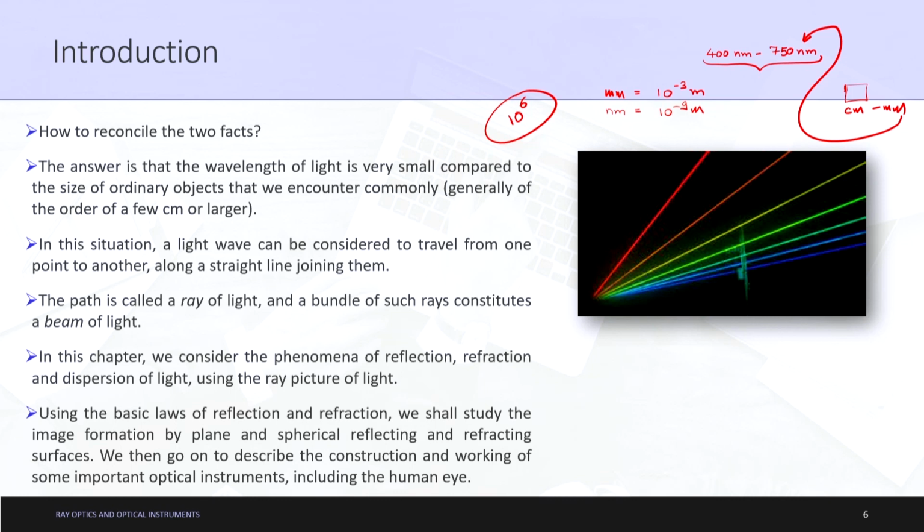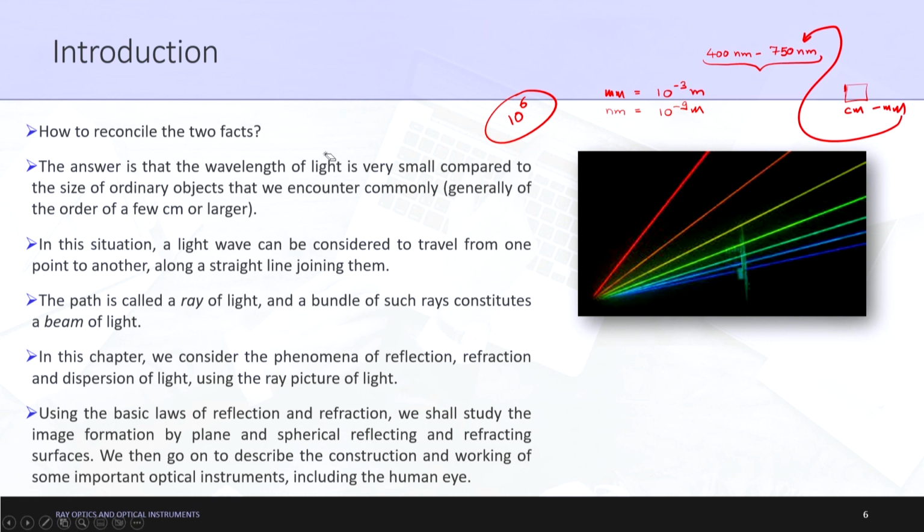So in this situation, a light wave can be considered to travel from one point to another along a straight line joining them. Even if we consider it like this, the wavelength of these electromagnetic waves is so small that the path can be considered a straight line only. So that is the explanation being dealt with here.